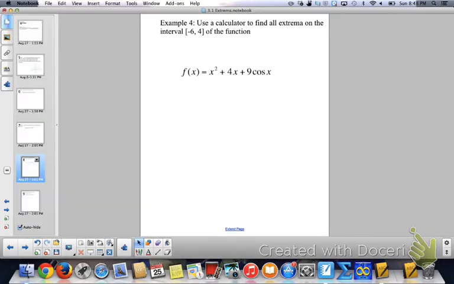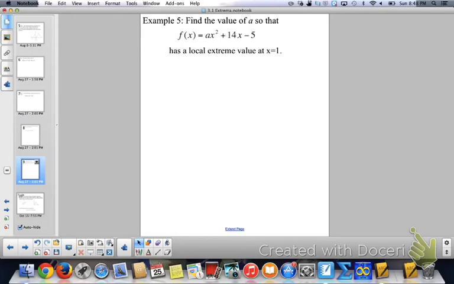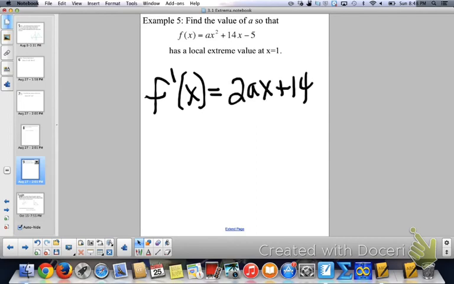Okay, so the last example, find the value of a so that that function has a local extreme value at x equals 1. Well, we know local extreme values occur at critical points, and a critical point is when the derivative equals 0. So let's find the derivative. F prime of x that's going to be 2ax plus 14. You want to set that equal to 0.